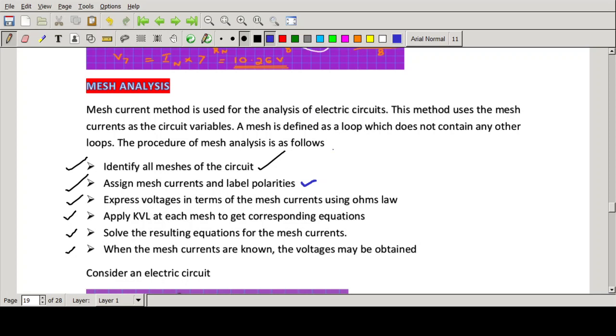Then the third step is very important. After assuming the direction of the current, you have to find the polarity of the voltage drop across the passive elements. Using the sign convention for active elements, you can find the polarity for the EMF. But for the passive elements, I have already explained that. If the current is flowing through a passive element, the point where the current is entering will be taken as positive, and the other end will be negative. So this assumption has to be used.